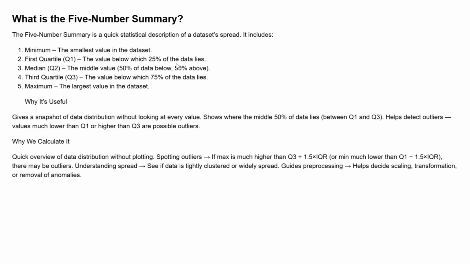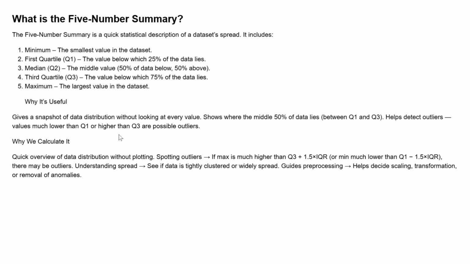Then the first quartile, Q1, that is the value below which 25% of the data lies. Then the median, that is Q2, the middle value, with 50% of the data below and 50% of the data above this value. Then the third quartile, Q3, the value below which 75% of the data lies. Then I get the last number, that is the maximum, the largest value present in a data set for a particular column.